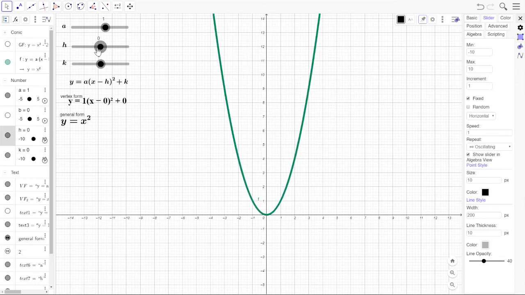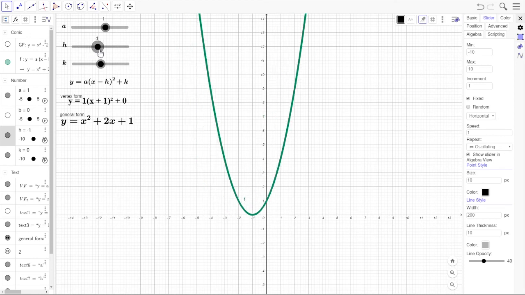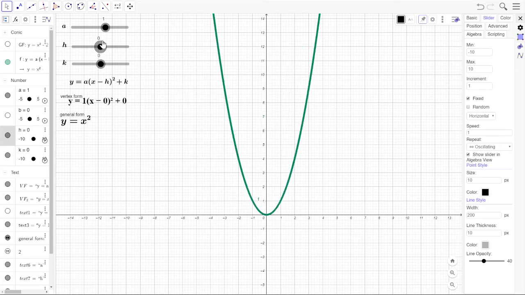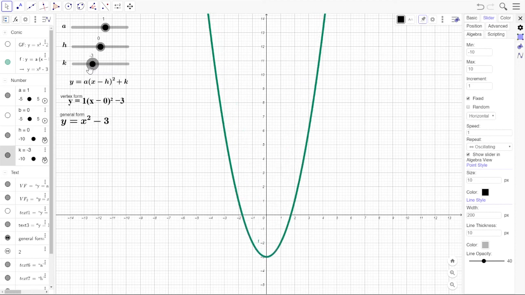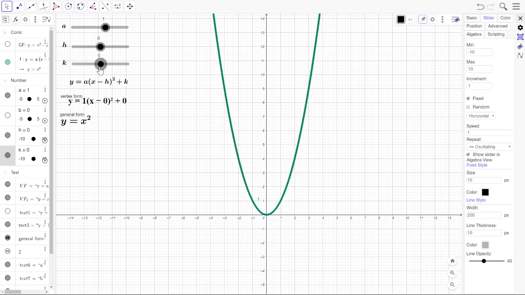So, yung k naman natin, shift mo yung graph ng x squared upward kapag plus, then kapag minus, downward. Okay, ganun lang kasi. Yung h natin, ang effect niya ay left or right ang graph natin. Ang k natin ay up or down. Okay, so ano naman ang epekto ng a sa graph natin?